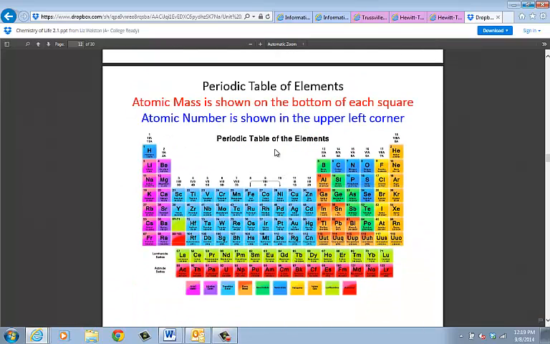All right, the periodic table of elements. With the periodic table, and we'll blow this up in class and we'll take a look, but the periodic table here, this number that's in the upper left-hand corner, that's your atomic number. Remember, we said atomic number is the number of protons. And then the atomic mass is down here below. And that atomic mass is the number of protons plus the number of neutrons. Okay?